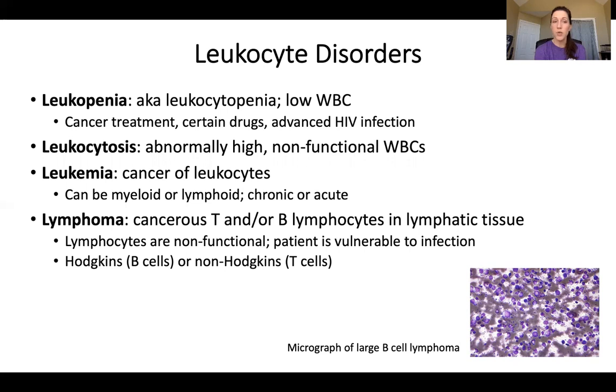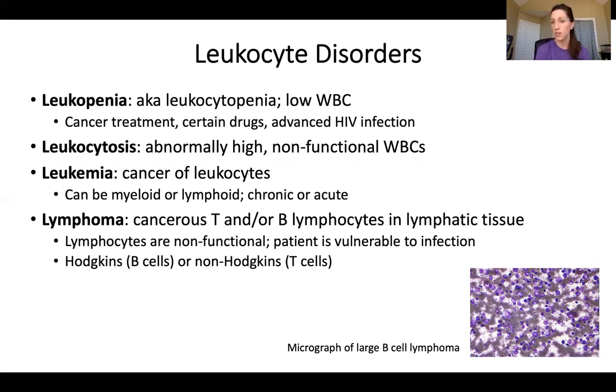On the flip side, you have leukocytosis, which is too many white blood cells, or abnormally high numbers of white blood cells. Sometimes it indicates infection. Sometimes it indicates other types of things, especially if those white blood cells are non-functional. So if you have an abnormally high count, sometimes they're also not doing what they're supposed to be doing, and that's described as leukocytosis. You may have heard of leukemia. Leukemia is cancer of the leukocytes. So you can have myeloid leukemia or lymphoid leukemia, and it just depends on what type of cell is dividing uncontrolled. So it can be either of those.